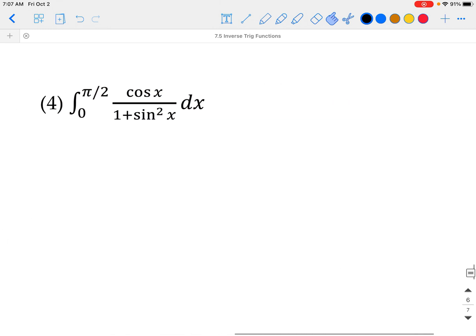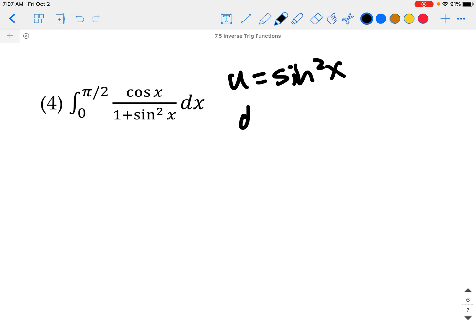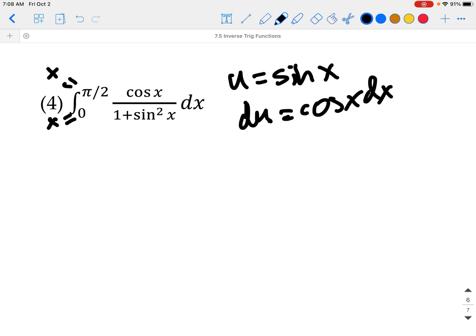All right, and then the last one, looks like we've got a 1 plus something squared in the denominator, so it looks like it's going to be arctan. So we'll let u equal sine of x, not sine squared. And du is going to be cosine x dx, which is what we needed. So we'll get some new limits of integration as well. So note these are for x.